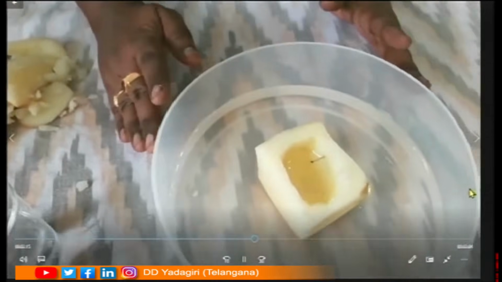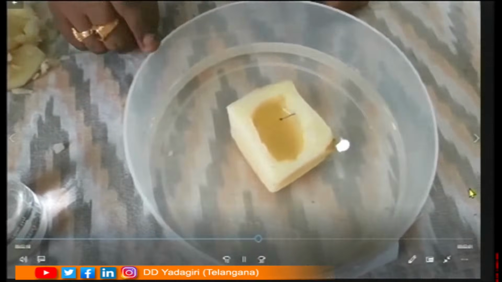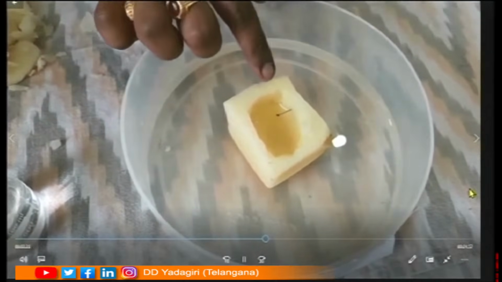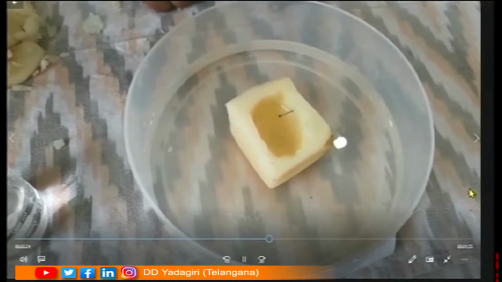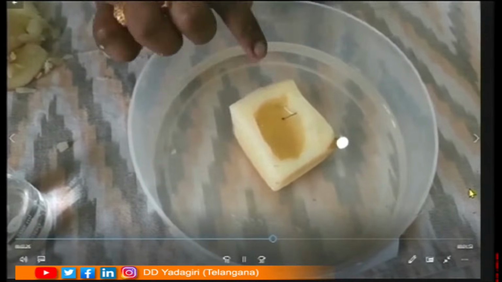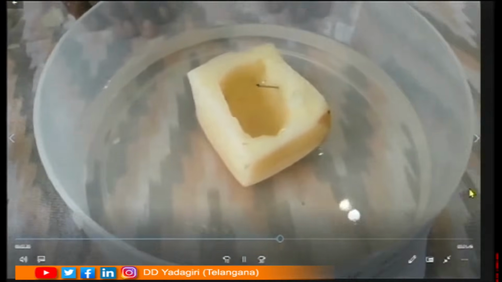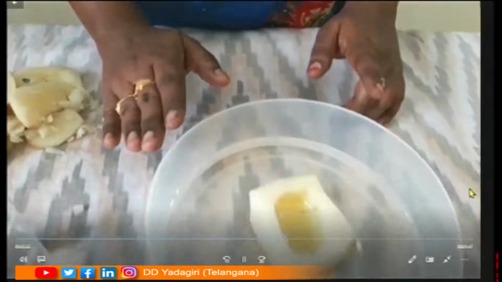Children, observe very carefully. We have added sugar solution in the water trough and water in the potato cup. I have marked the level of water by piercing a pin. Keep this experiment for half an hour.